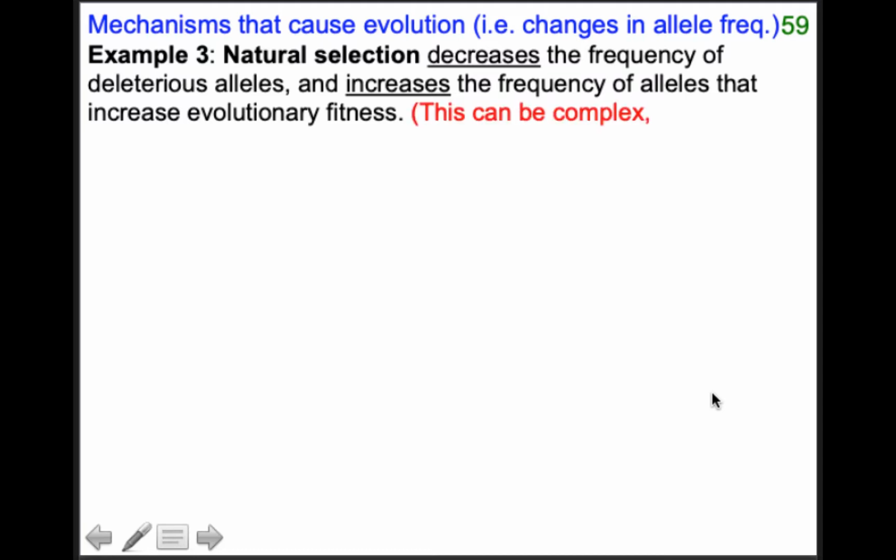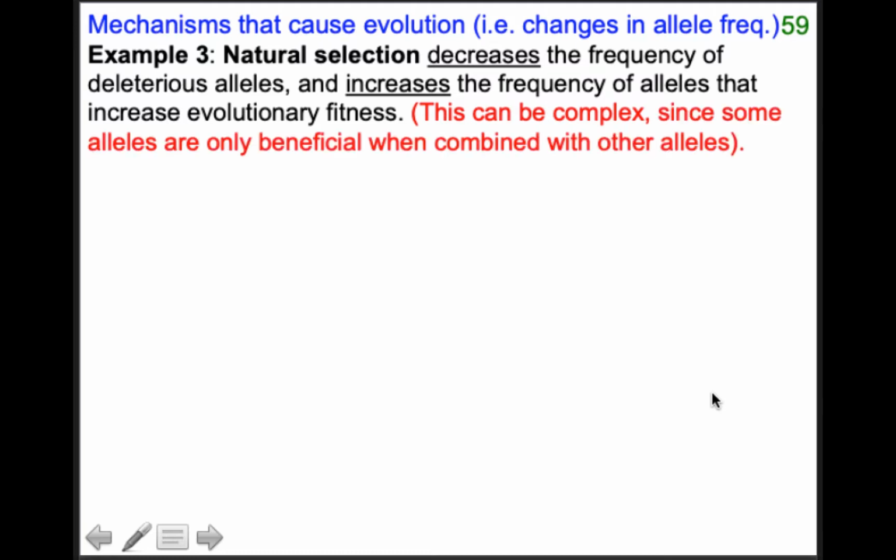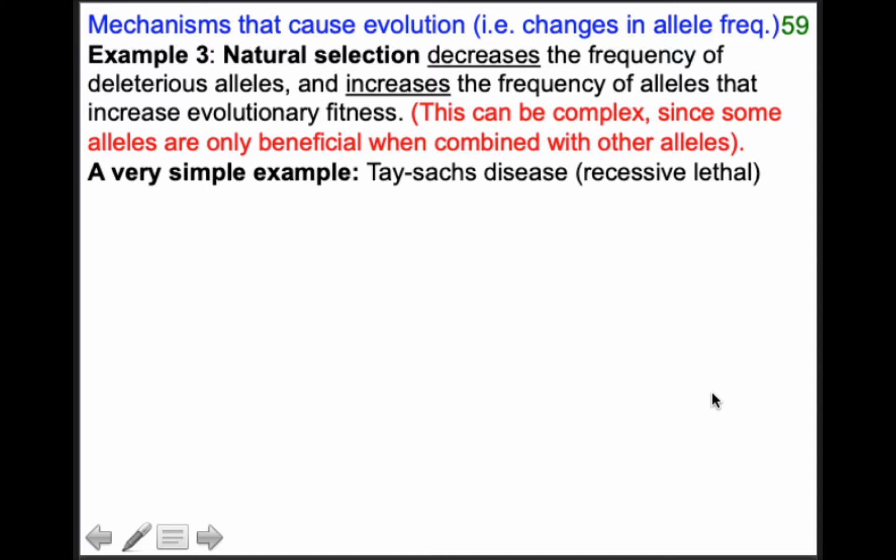Now, natural selection can be kind of complex because what counts as being beneficial depends on what other alleles you have and on what the environment is like. So let's start with a very, very simple example of a genetic disorder that is bad regardless of what the environment is like, mostly. Tay-Sachs disease is a really bad genetic disorder in terms of evolutionary fitness because it is a recessive lethal allele. When the phenotype is basically you die before you reach adulthood, that's as bad as things get in terms of evolutionary fitness.